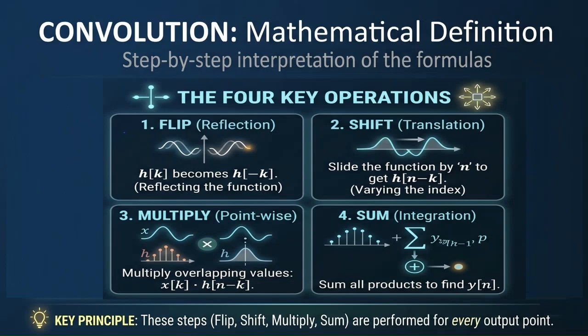Let's break it down using 4 intuitive steps. First, flip. Reverse the system response. Second, shift. Move it across the input. Third, multiply. Multiply overlapping values. Fourth, sum. Add them together. Repeat this process for every position and you get the full output signal. This flip, shift, multiply, and sum interpretation is one of the most useful ways to understand convolution.